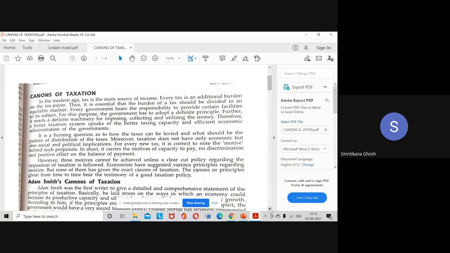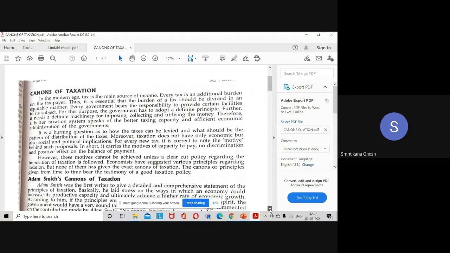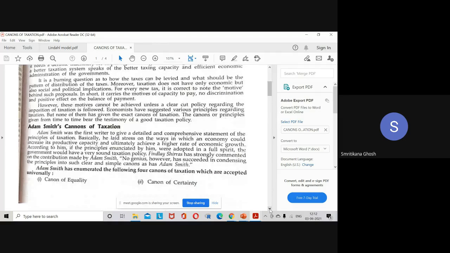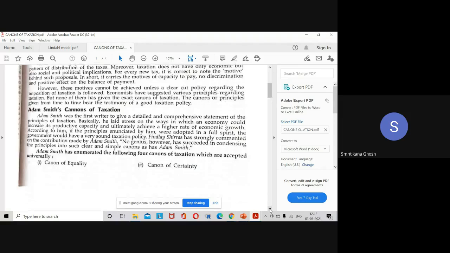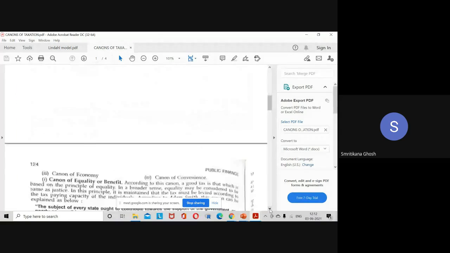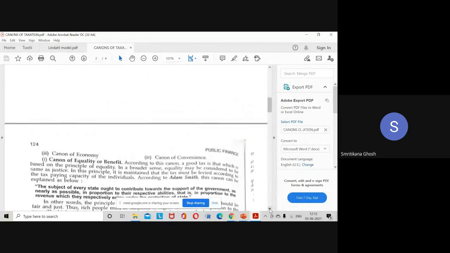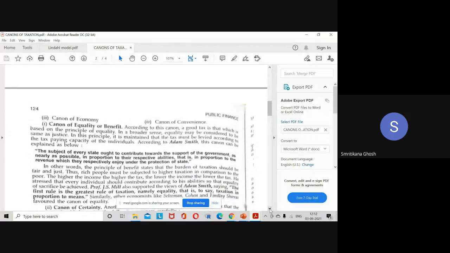Another basic objective of any activity by the government is to develop the economy. So government should not do anything which will disturb the development. So that is another objective behind taxation. The very first introduction to the canons of taxation was given by Adam Smith. According to Adam Smith, any tax structure should have these properties: equality, certainty, economy, and convenience. Okay, so we are going to explain them one by one.